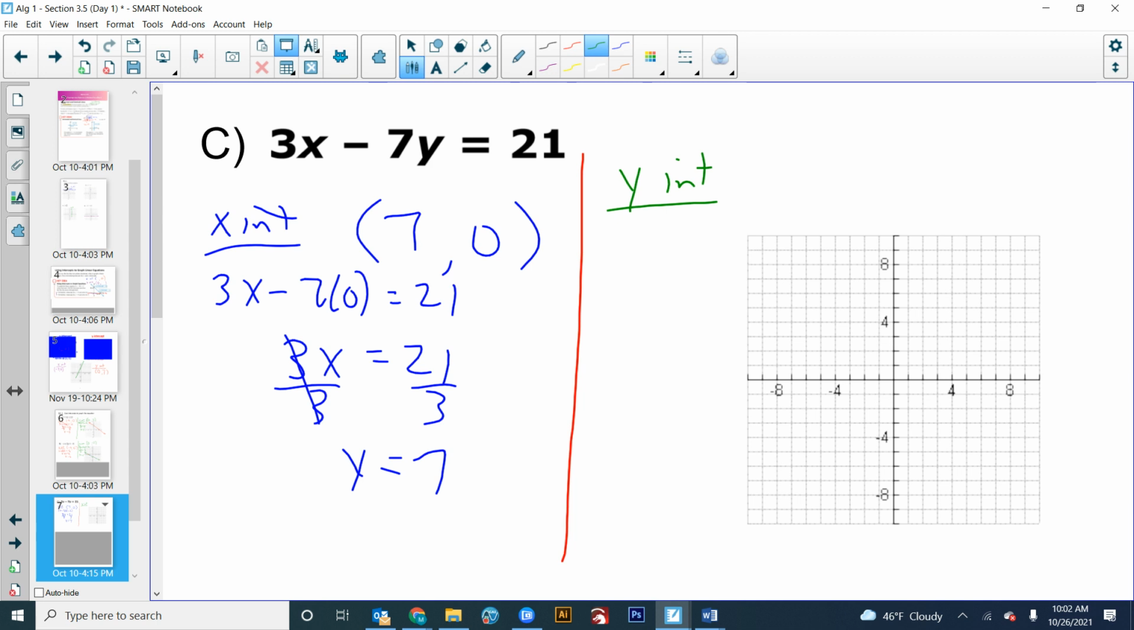y-intercept. What's 0? No, what is 0? X or Y? Okay, so it's going to be 3 times 0 minus 7y equals 21. What goes away, Alexis?